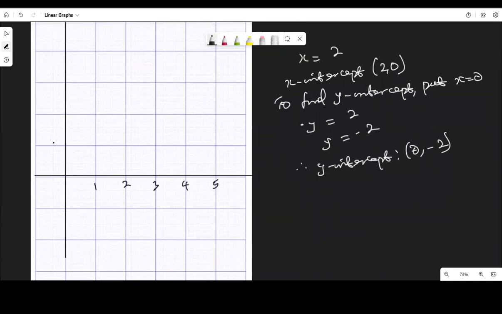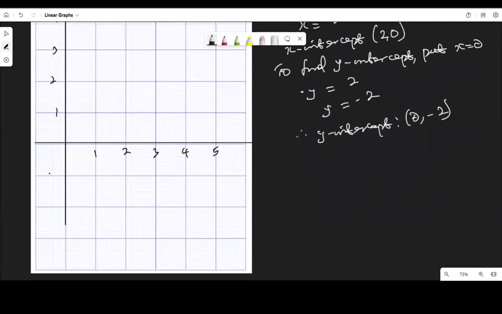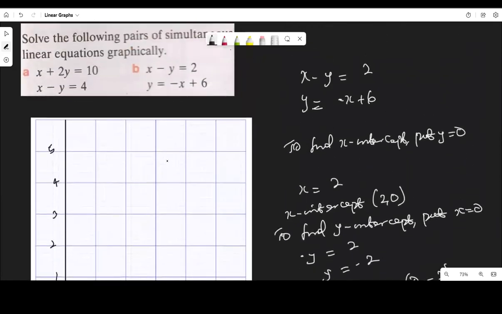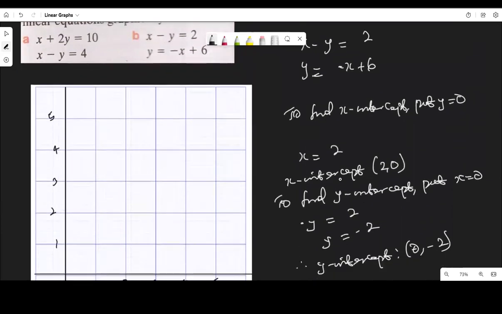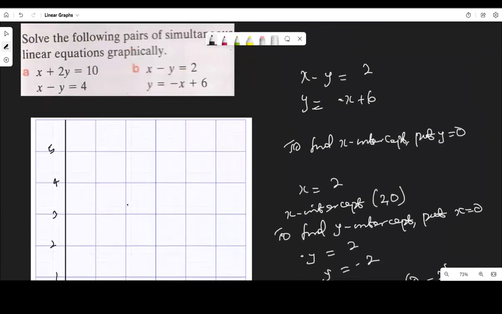This is 1, 2, 3, 4, 5, and negative 1, negative 2, negative 3. Let me extend this line down. Okay, for the x coordinate, we have 2 and 0. This is 2 here. That's for the first equation.